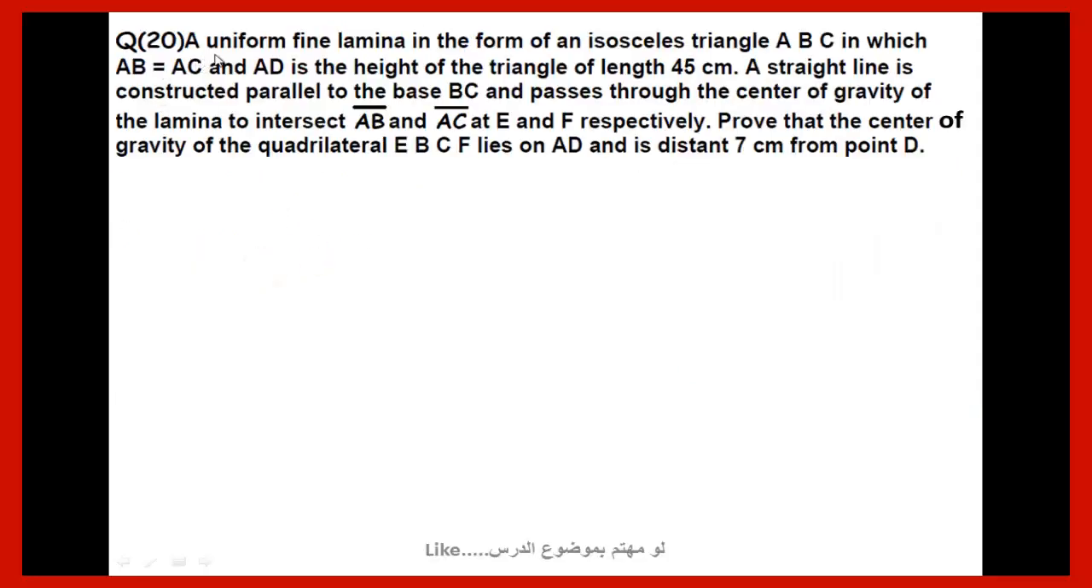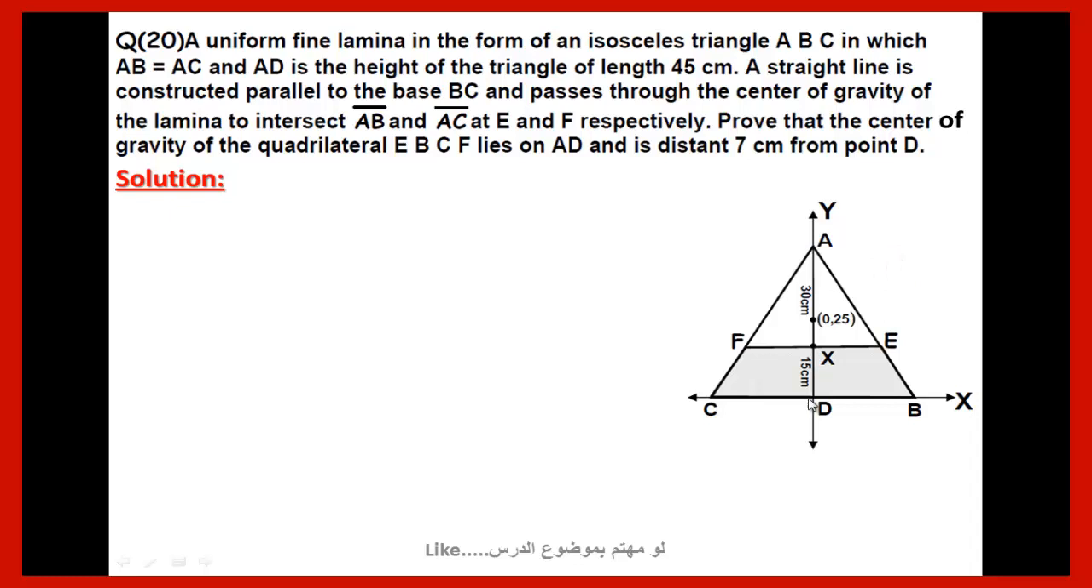Question 20. A uniform fine lamina in the form of an isosceles triangle ABC in which AB equals AC, and AD is the height of the triangle of length 45. The length of AD equals 45.